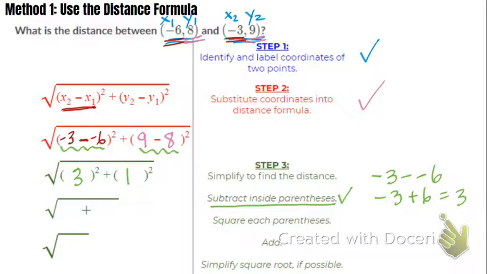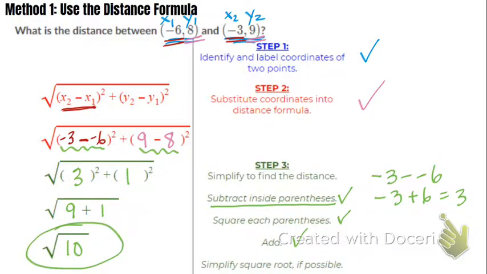Now I can square each of those items. So 3 squared is just 9, and 1 squared is 1. Now that I've squared them, now I can add. 9 plus 1 is 10. So at this point, I can take the square root. If you take the square root and the answer is a decimal, it's okay to just leave it as that square root. So this one, the square root of 10 is a decimal, so I'm just going to leave it as the square root of 10.